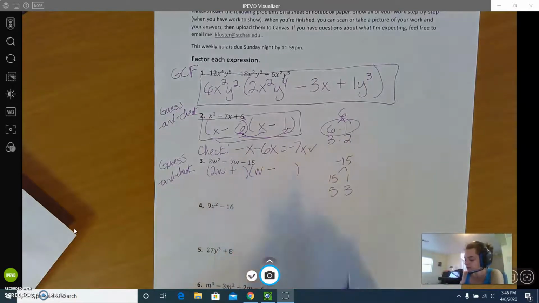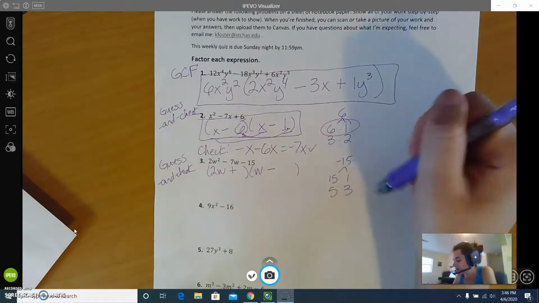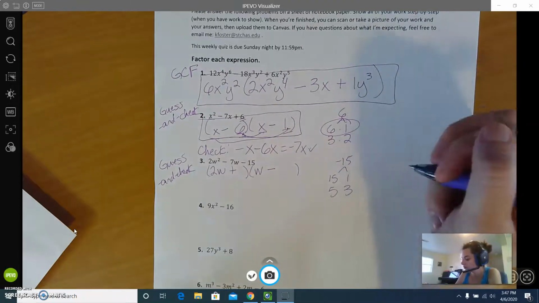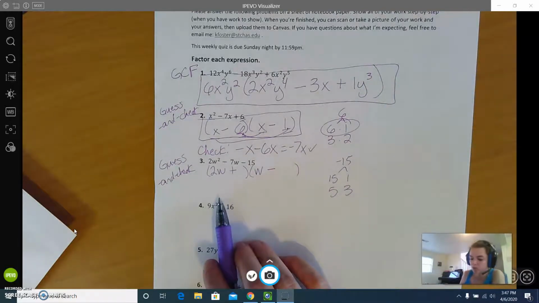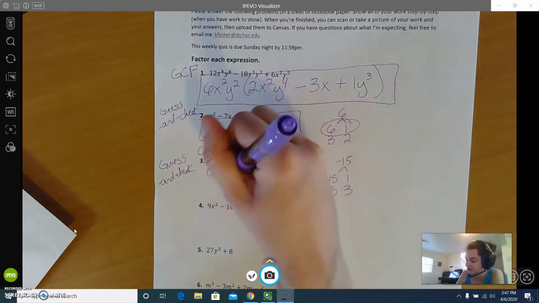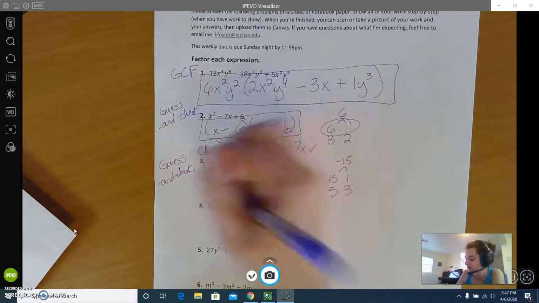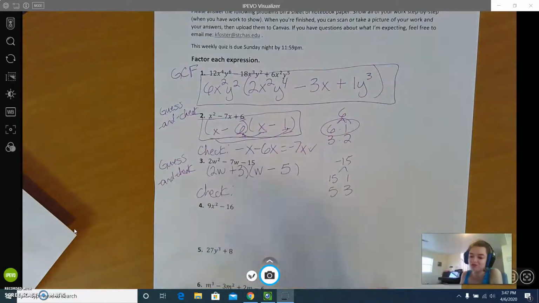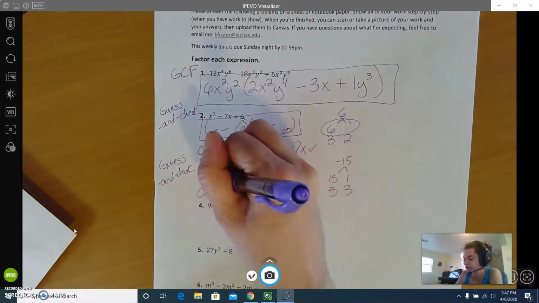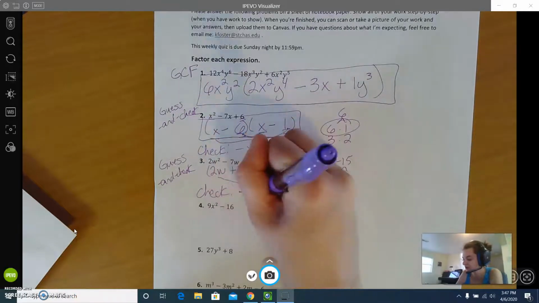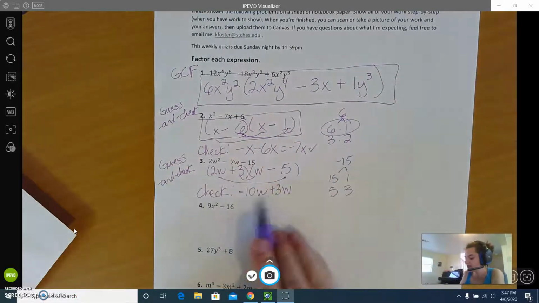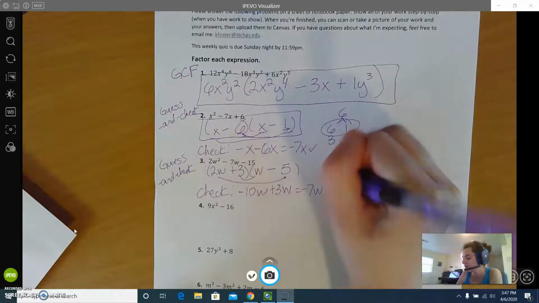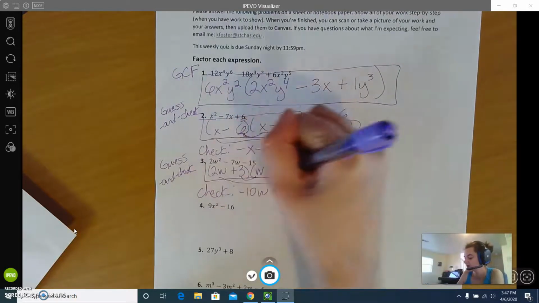Okay? So whichever one you would like, we can try first. So we'll have exactly 4 options of things to try in case you're curious. The one that ends up working is going to be 2w plus 3 and w minus 5. And again, you could do all 4 checks if you'd like, but this is going to be the one that works. The outside product is negative 10w. The inside product is a positive 3w. And negative 10w plus 3w is negative 7w, which is exactly what I'm looking for. So that's how I know it's the right one.